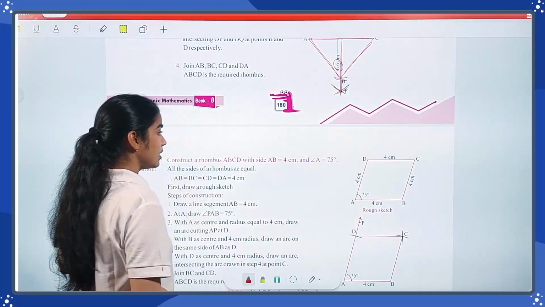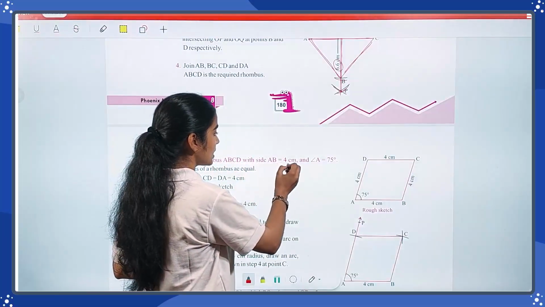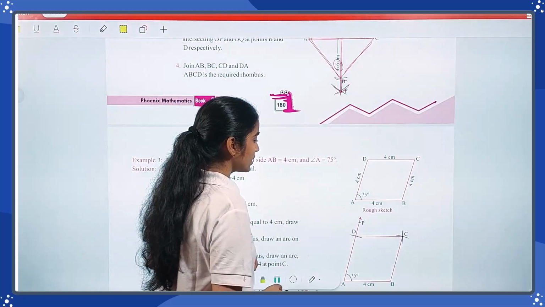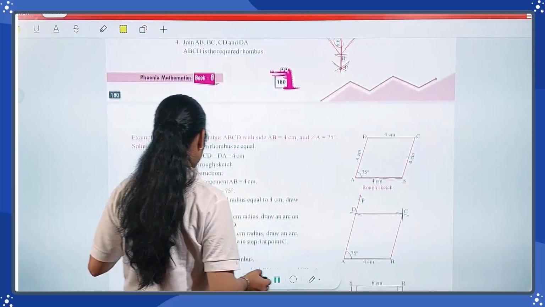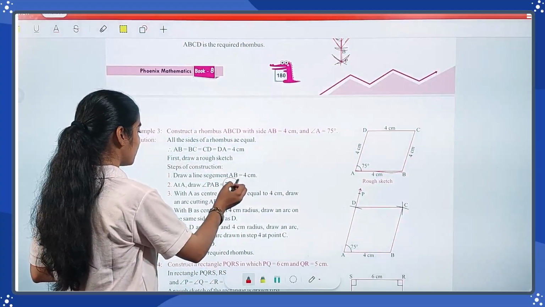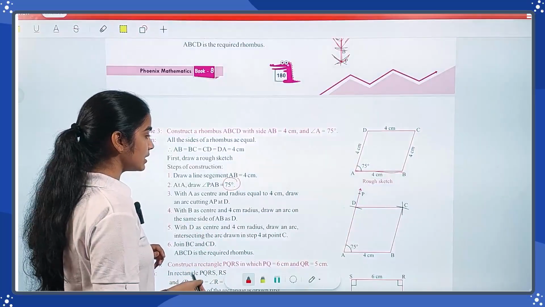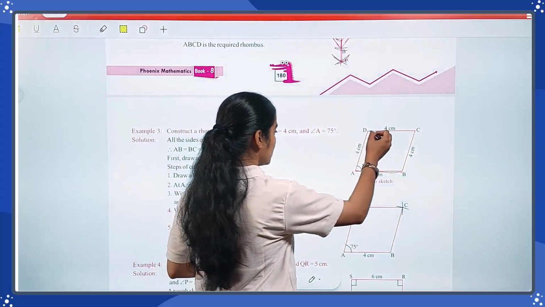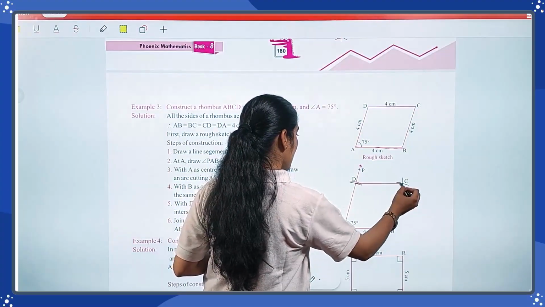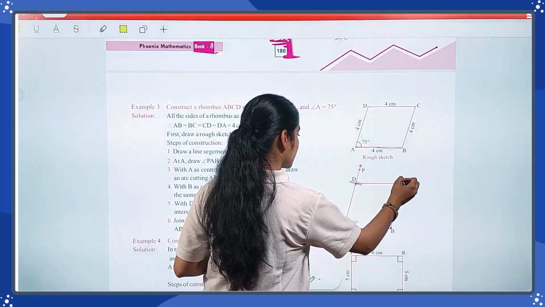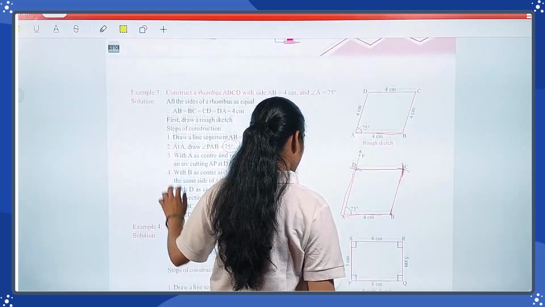Now construct a rhombus ABCD with side AB of 4 centimeter and angle 75 degrees. First create a line of 4 centimeter, then make an angle of 75 degrees. With A as center, open your compass to 4 centimeter and draw an arc AP. Then with B as center, draw an arc, and where this intersects the other arc, connect these points together. This is your rhombus ABCD.